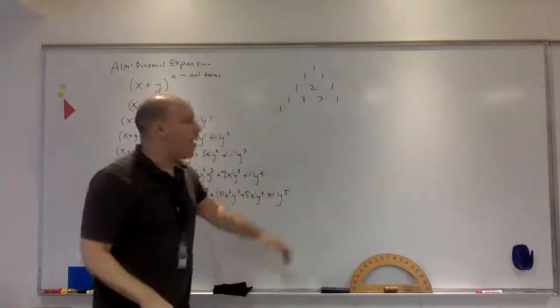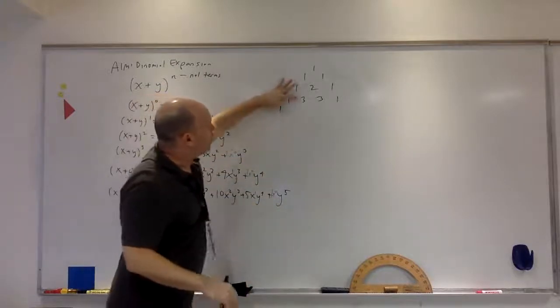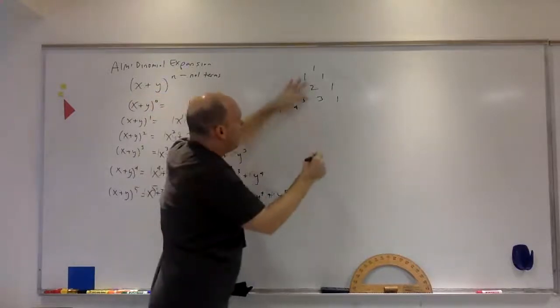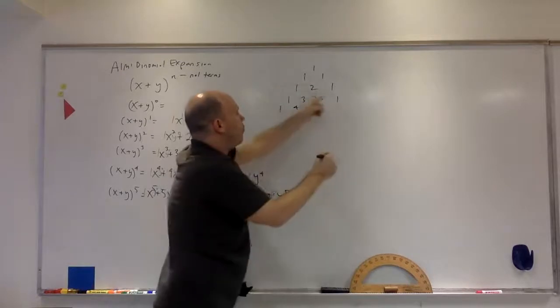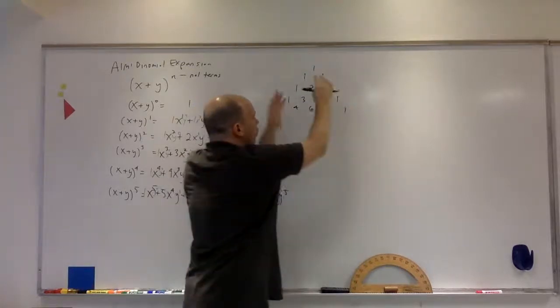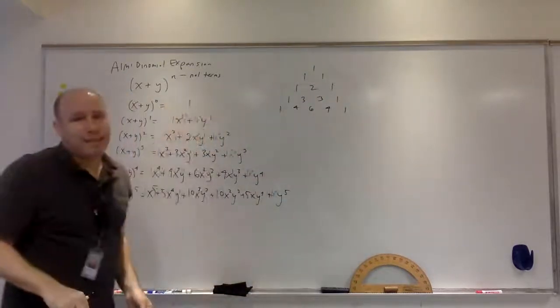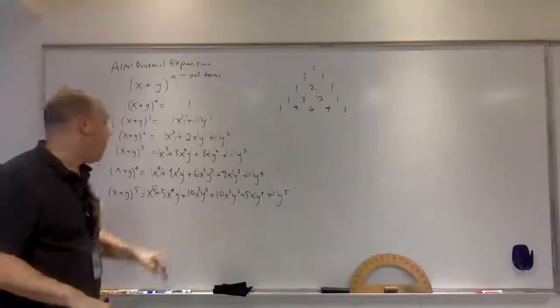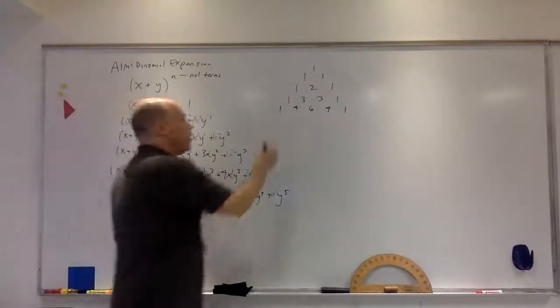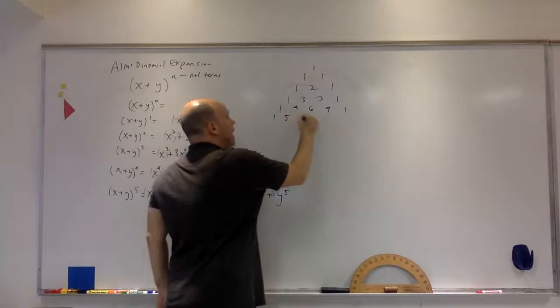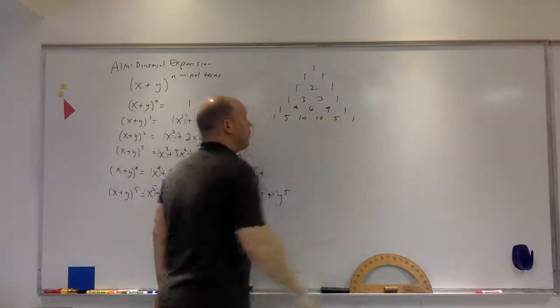Now some of you might say, hey, Mr. Adler, I noticed that 1 plus 3 is 4, 3 plus 3 is 6, 3 plus 1 is 4, and the 1s go along the column. You would not be wrong. That is not a coincidence. That actually works out. In the last show also, 1, 5, 10, 10, 5, 1.